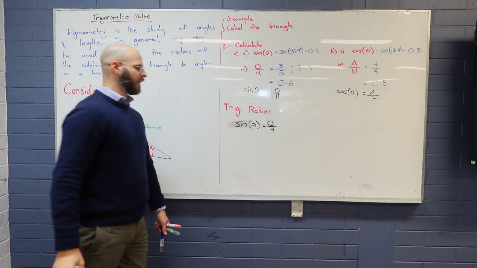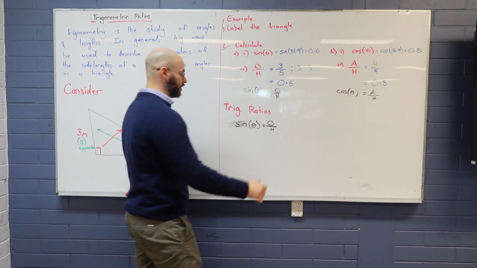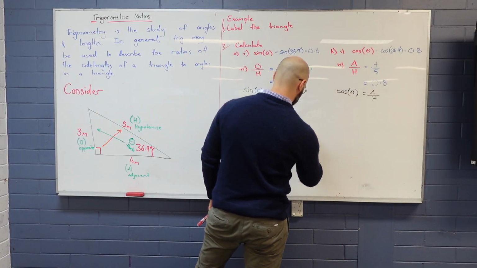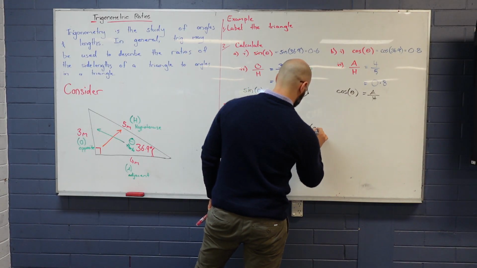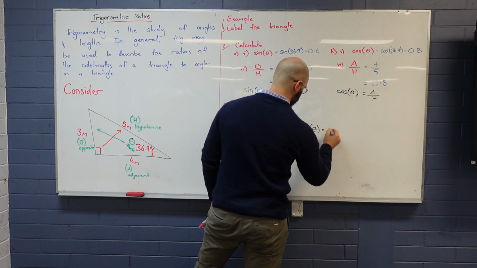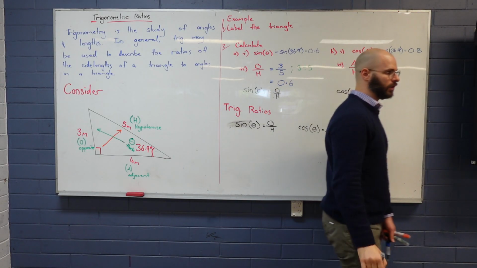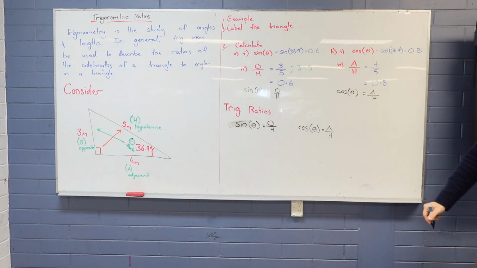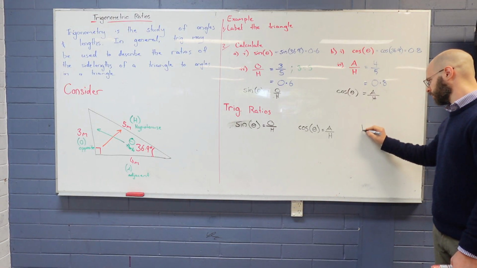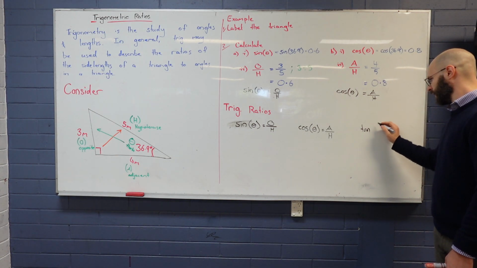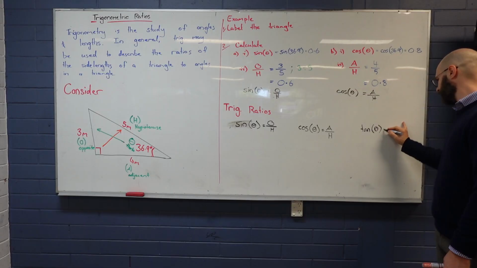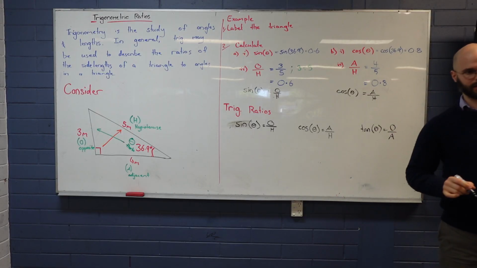Sin of theta is opposite over our hypotenuse. Cosine of theta is our adjacent side divided by our hypotenuse. And there's one more for now. Tan. Tan of theta is our opposite divided by our adjacent.